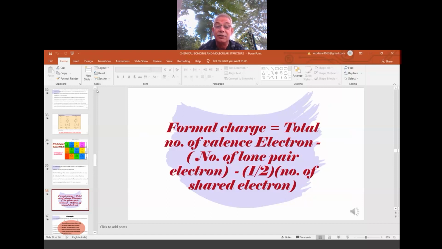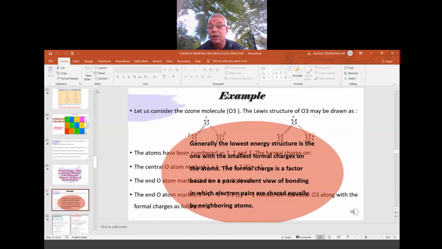Okay, so now here is an example. Ozone is an example. When you draw the ozone structure, it is like this. O double bond O and O single bond O. I have marked them as 1, 2, 3 because all are oxygen only.